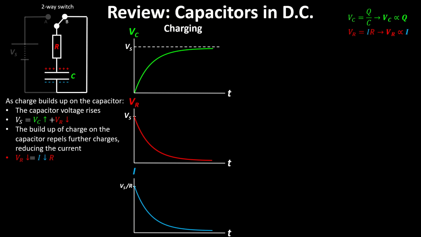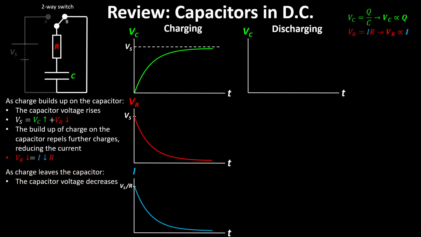Now, if we flick the switch over to the other side then, okay, we've got a charged up capacitor, and we flick it over and we're now discharging it. So as charge leaves the capacitor, now if we apply the same logic as before, as charge is leaving, that means the capacitor voltage must also be decreasing, okay, because it's less charge. So it's going to start off, if we assume it was fully charged to Vs initially, it's going to start at Vs and it's going to decrease as the charge leaves.